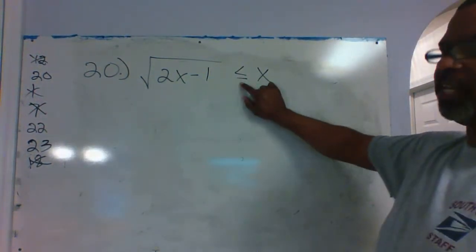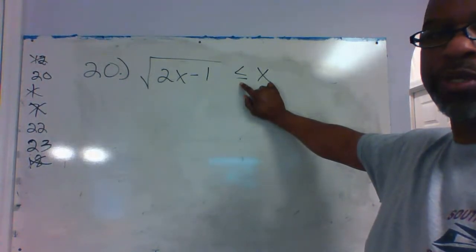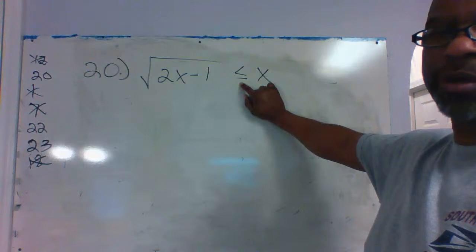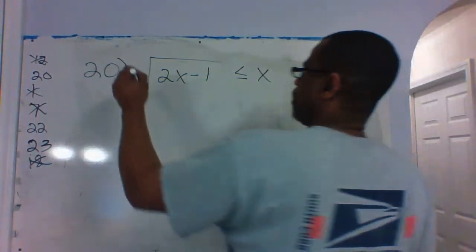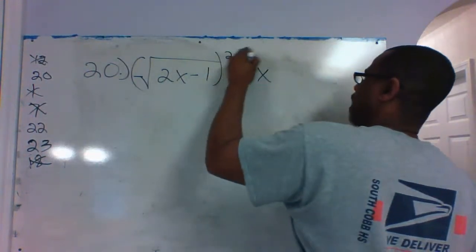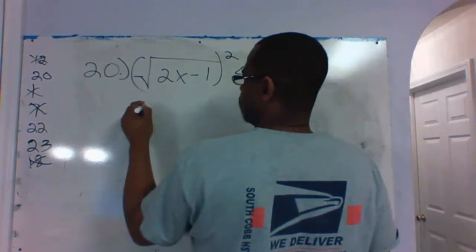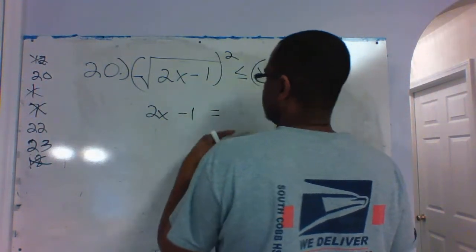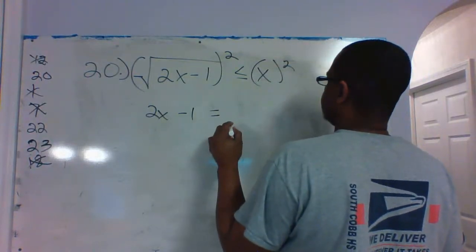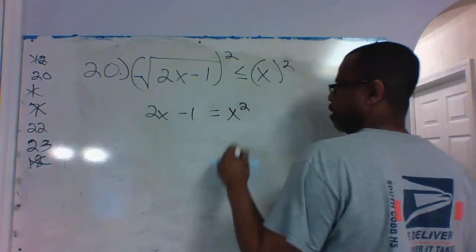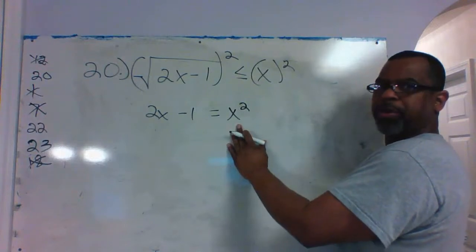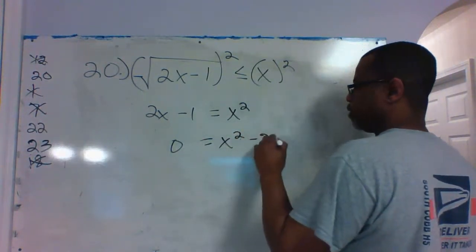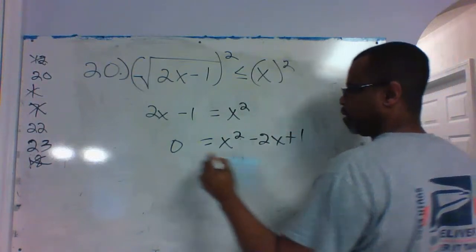All right, since we have a less than or equal sign, we'll have a closed circle for when we're doing the solutions. Okay, now we have to square both sides. So now we have 2x minus 1 squared. Highest power, want to keep it positive. So that's 0 equals x squared minus 2x plus 1.